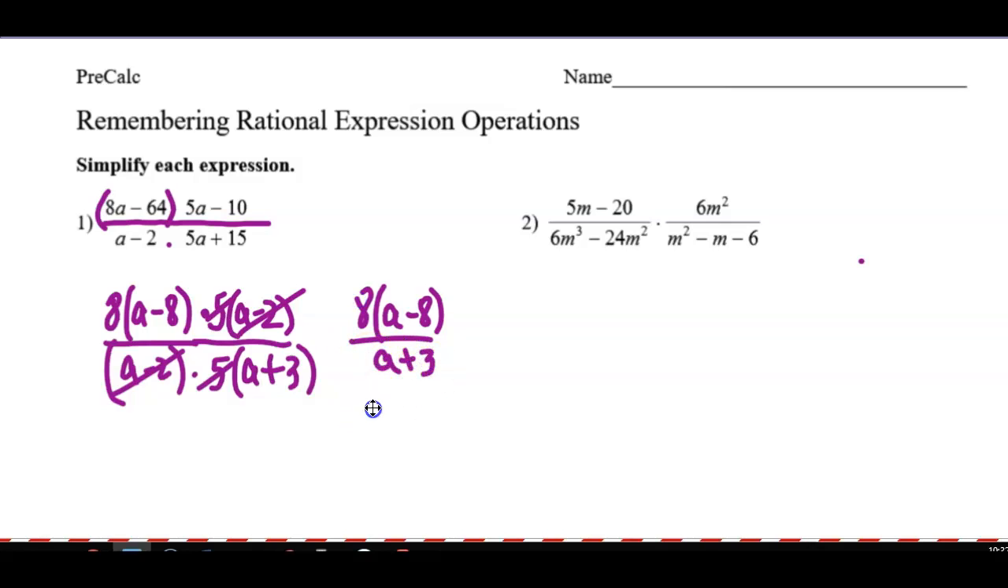And you could put the bottom in parentheses as well. You could multiply the 8 through the top, but they usually leave it in factored form, just showing that nothing more cancels. Divides out, sorry.